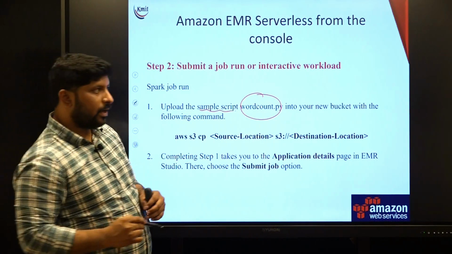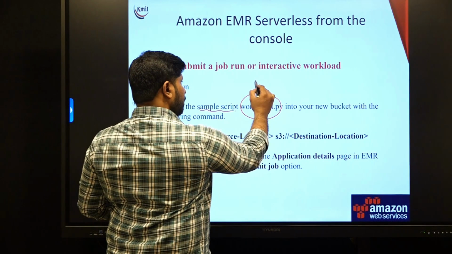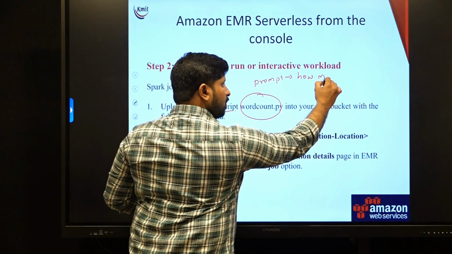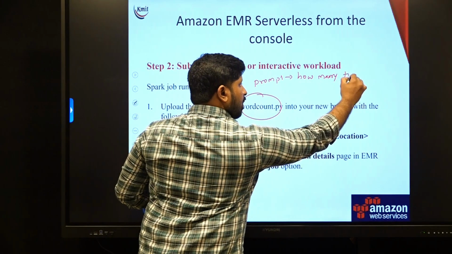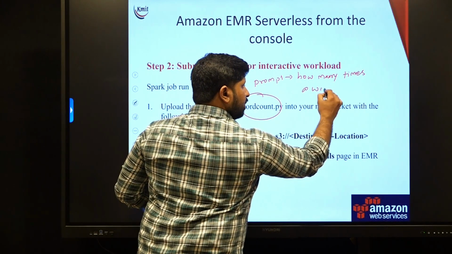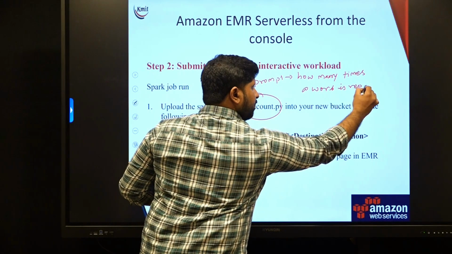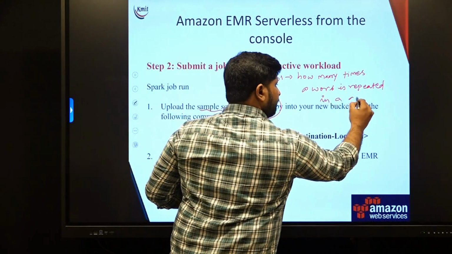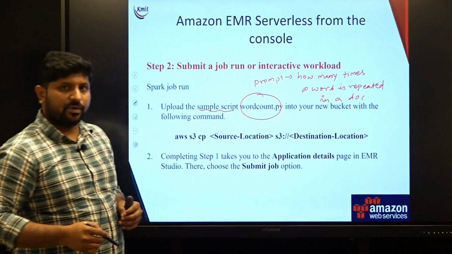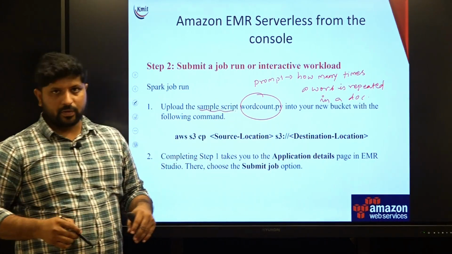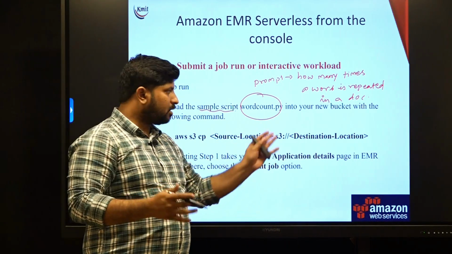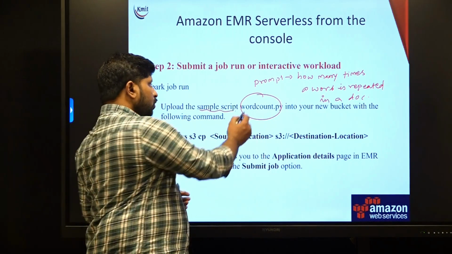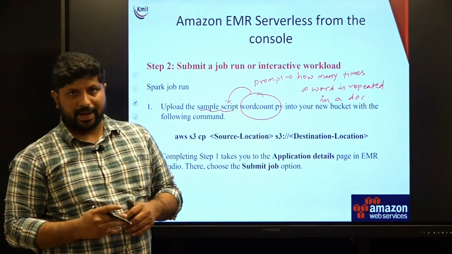What does this word count do? It will show how many times a particular word is repeated in a document, or else the frequency of words in a particular document is said to be your word count example. Here I have assumed word count, but you can go with any example, and you need to upload the script to the S3 bucket.